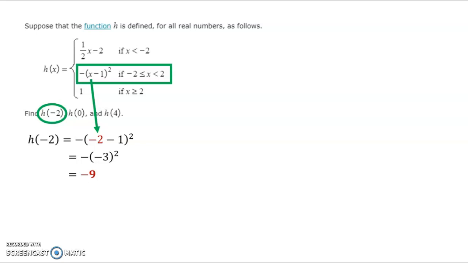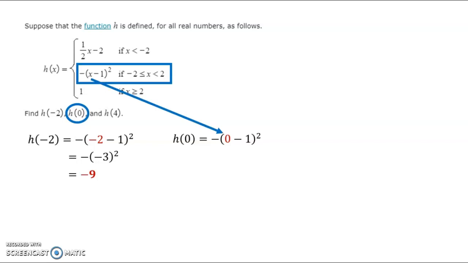Next, let's look at h of 0. Again, we need to look for 0 in the domain. And if I look, it's actually the same one, right? 0 is between 2 and -2. So I'm going to use that definition for h of x and replace the x with a 0. Now I'm just simplifying. So 0 minus 1 is -1, and -1 squared is a +1, so my answer is a -1.